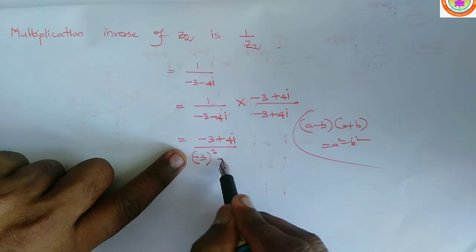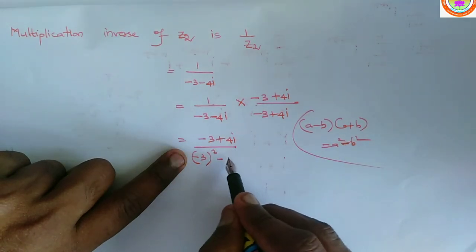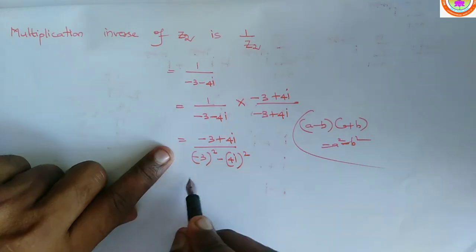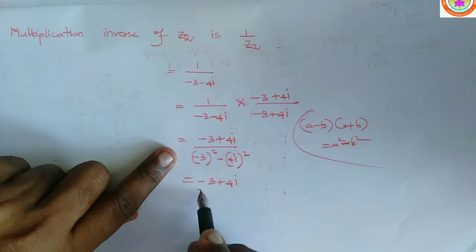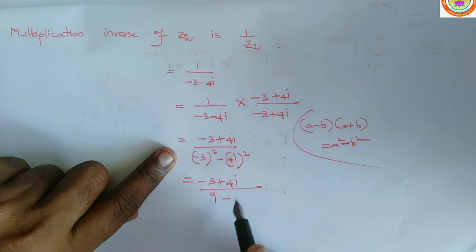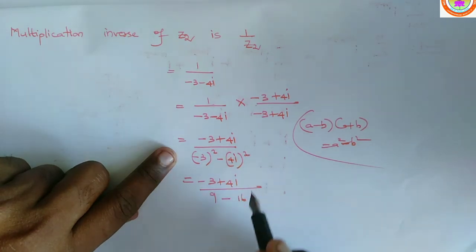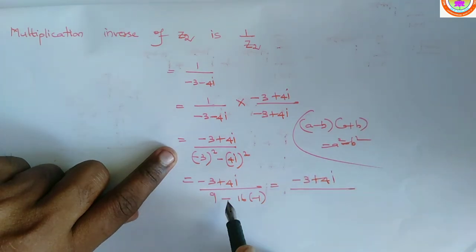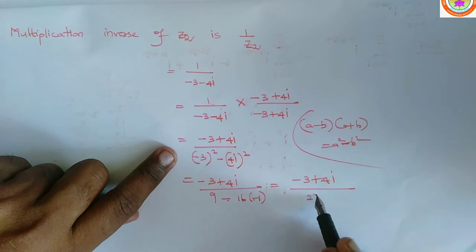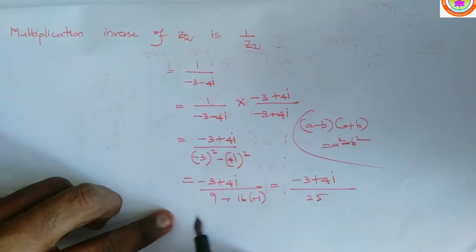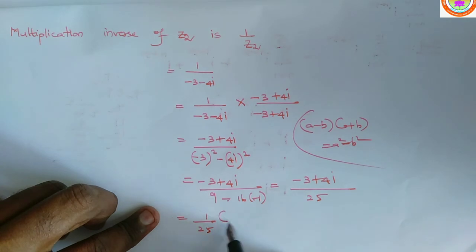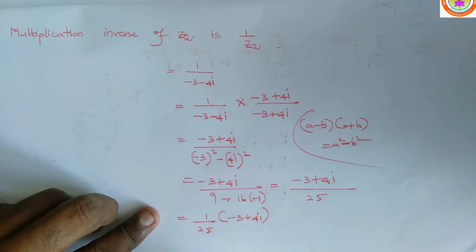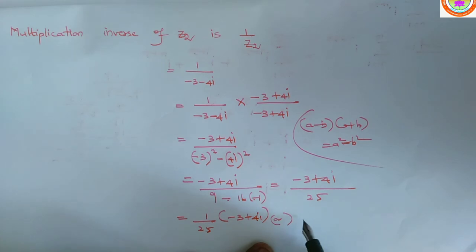Minus 3 the whole square is a square, and b square is 4i the whole square. So minus 3 plus 4i divided by minus 3 square, which is 9, minus 4 square, which is 16, times i square, which is minus 1. Minus into minus is plus, so 9 plus 16 is 25. You can write this answer as 1 by 25 into minus 3 plus 4i, or else minus 3 by 25 plus 4i by 25. This is also correct.